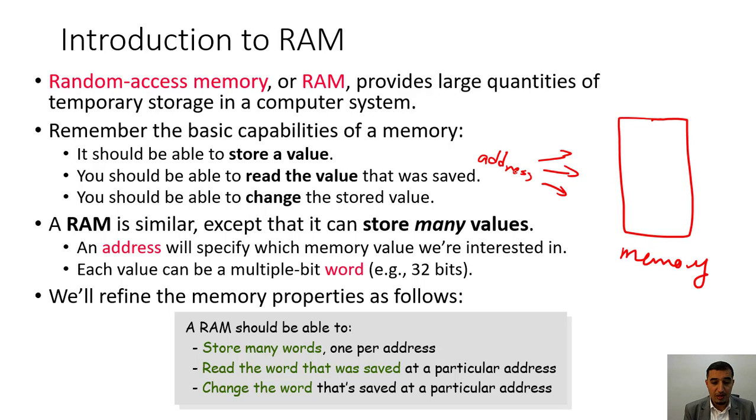So we'll refine the memory properties as follows. RAM should be able to store many words, read the words that were saved, and change the value if possible. The difference between RAM and ROM is that RAM you can change, ROM you cannot change. With RAM, when there is no power, your data will be lost. With ROM, your data will always be there even if you lose the power.